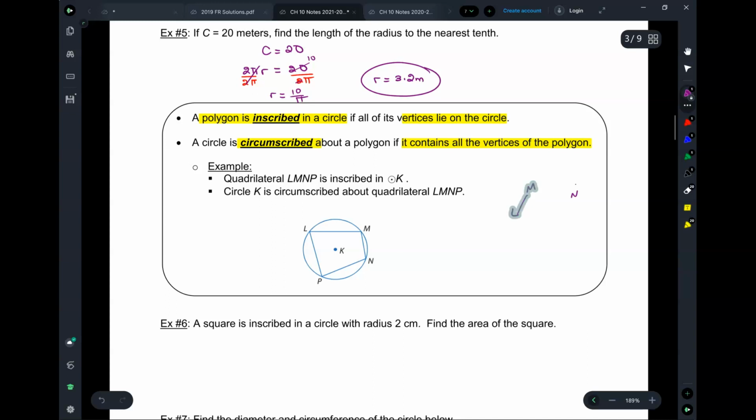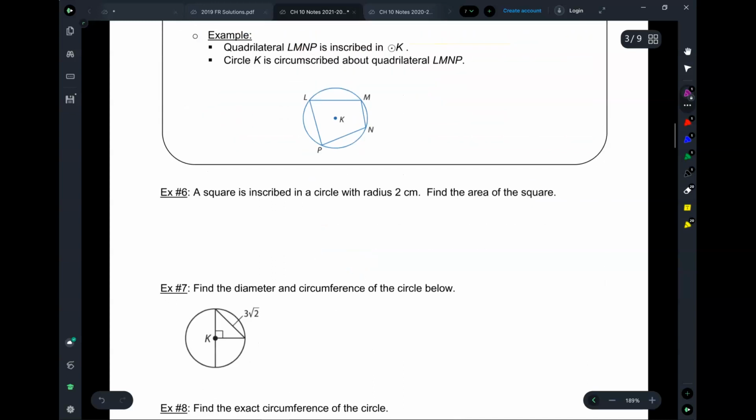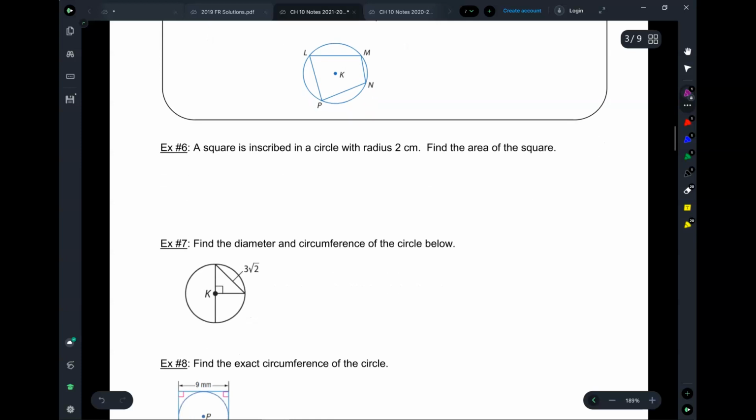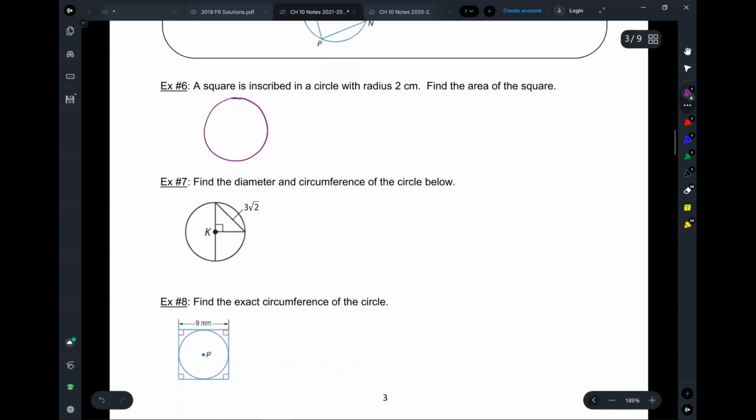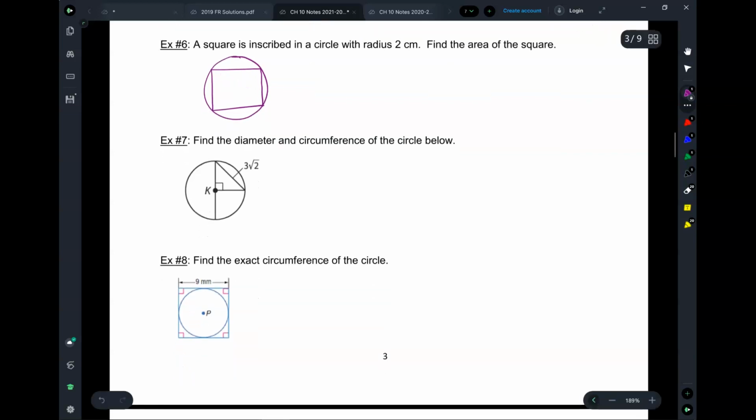Okay. So moving on. Suppose a square is inscribed in a circle with radius 2 centimeters. All right, so I like to draw my circle first. Ooh, look at that beautiful circle I drew. Isn't that nice? Okay, and now we're going to draw a square inscribed in the circle. And the circle has a radius of 2 centimeters.